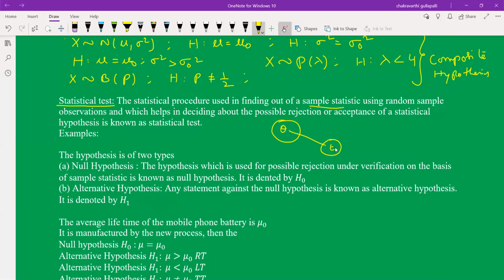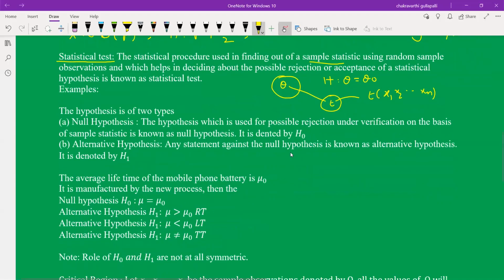The statistical procedure is used in finding out a sample statistic using random sample observations. Here is this T. These are the random sample observations. The function of sample observations, T, helps in deciding about the possible rejection or acceptance of a statistical hypothesis. The hypothesis is prepared here. Suppose theta is equal to theta naught. Now this statement is accepted or rejected based on this statistic. So this procedure is called a statistical test.